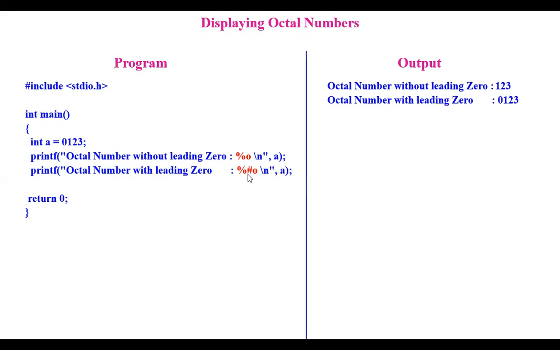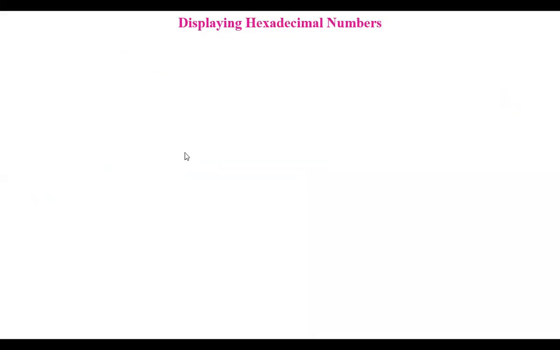Next, when you put a hash here, I got a 0. Both are the same octal number a, but here it is shown as 1, 2, 3, and here it is shown as 0, 1, 2, 3. We may make the mistake of thinking that 1, 2, 3 is in the decimal system, but it is octal. That's why this leading 0 must be there. So to have this leading 0 in the octal system, we must use %#o. Clear?